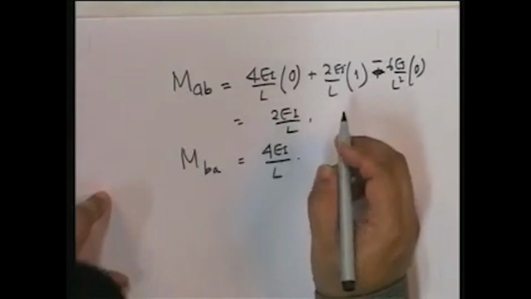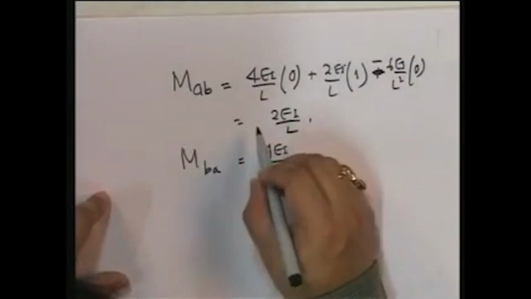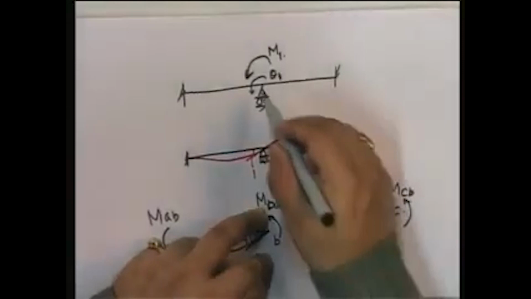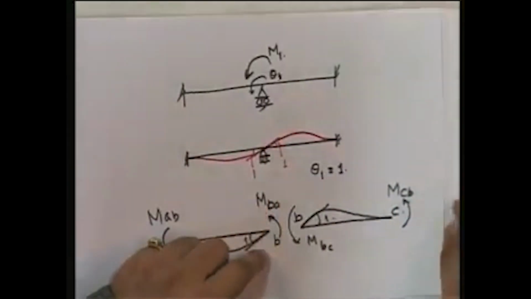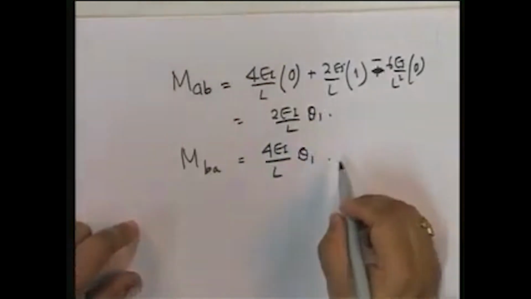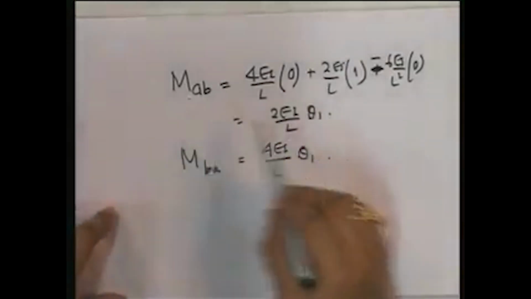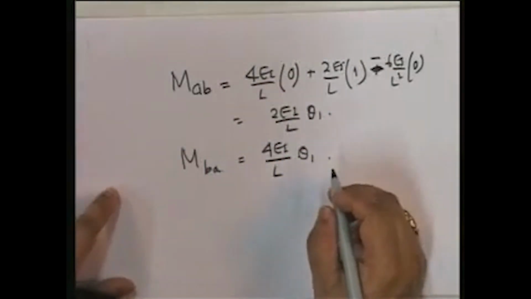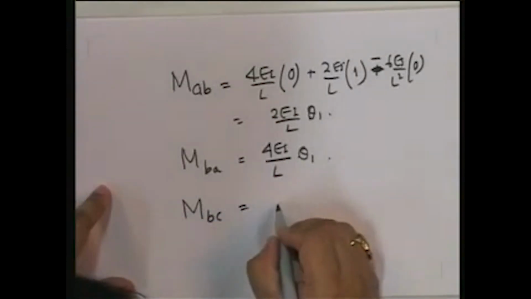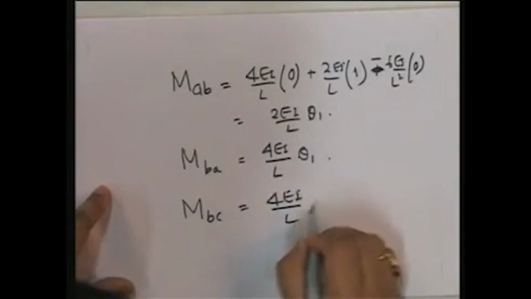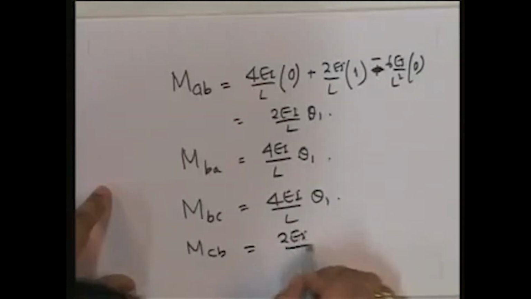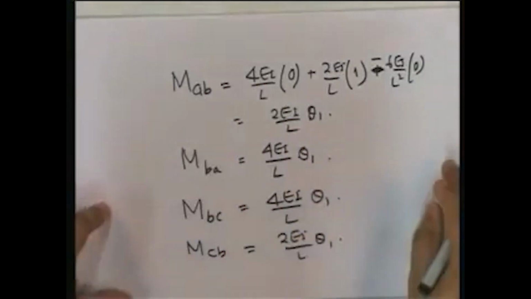Or I can put this in this term, that these are the moments given theta 1 is equal to 1. If theta 1 was actually theta 1, which is an unknown, then what would MAB and MBA be? Just multiply by theta 1, right? This is linearity. So we can just find MAB in terms of theta 1. Similarly, for BC, if I apply it, you will see that MBC, I'm not going to go into the details, you can apply it yourself, you will get it equal to 4EI by L, and MCB is equal to 2EI by L. I've got the member end moments.